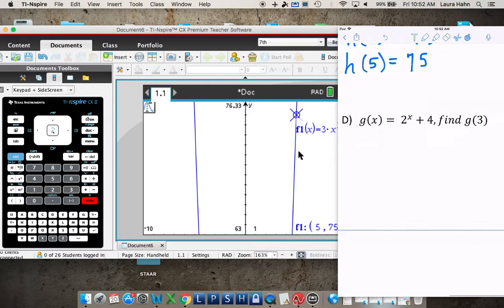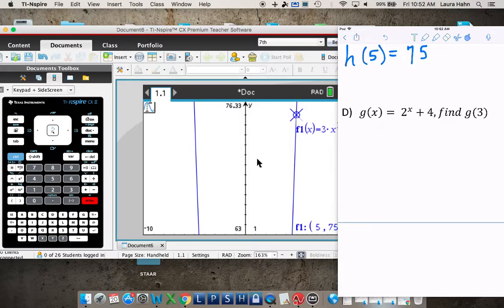All right, so let's keep doing it by hand, and then we'll check using the graph. Okay, so g of x, which aka y pretty much, equals 2 to the x power plus 4. It wants me to find g of 3. So remember, this 3 represents the x value. All right, so let's plug in. g of 3 equals 2. All right, and this is a little exponent. That's a little guy up in the air, right? So I need to put a 3 up there, and then plus 4.